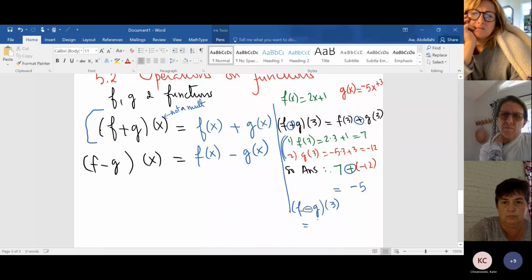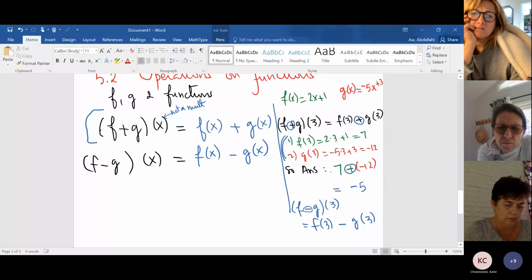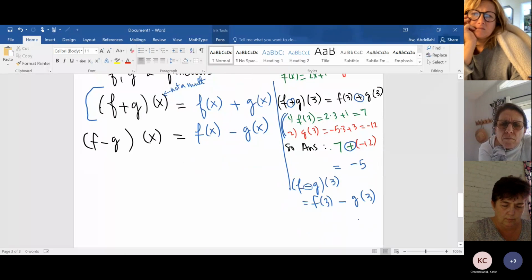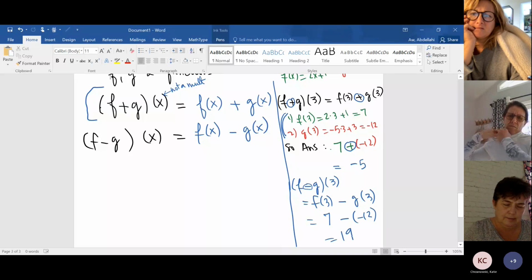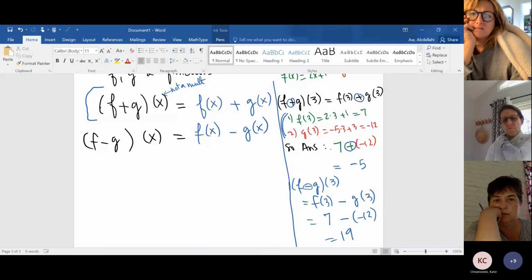This is f of 3 minus g of 3, right? Okay. What is f of 3? It's 7, right? Minus g of 3, which is -12, is going to be 19.